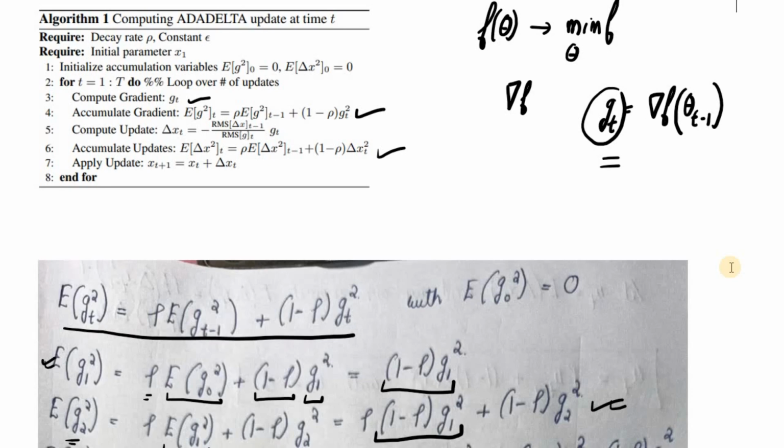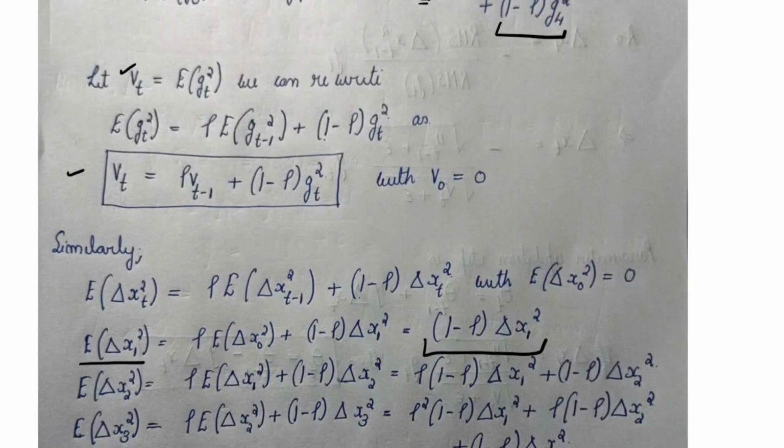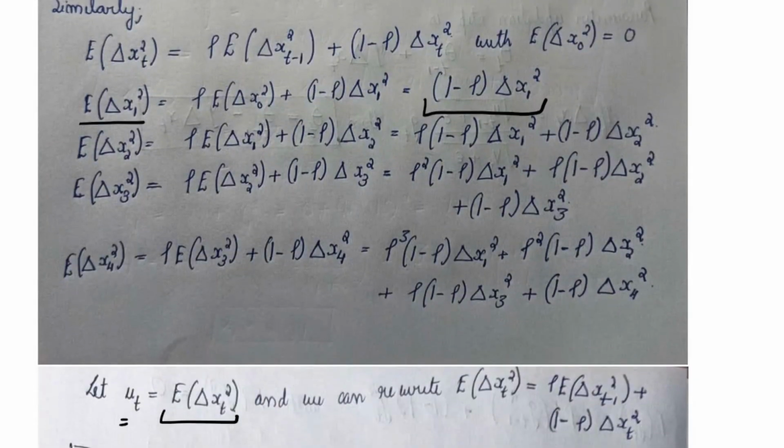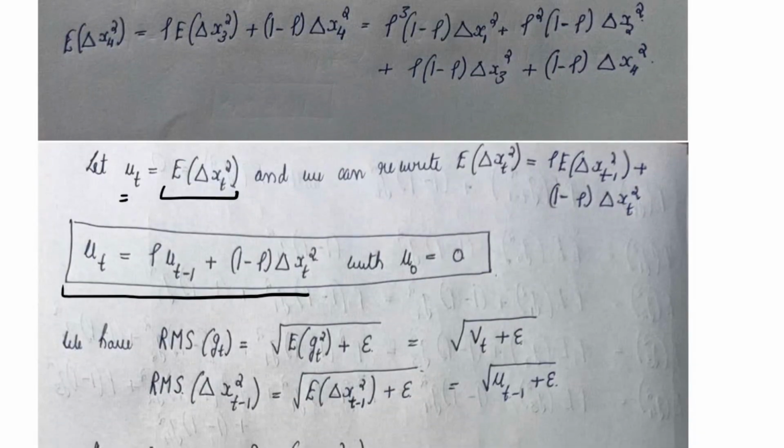So the two recurrence formula which we were using in step 4 and 6, we were able to expand it and find out the corresponding implementation in Pytorch as well. Now if I consider the fifth step, which I kind of skipped, and try to expand it, there is actually a definition of RMS which is mentioned in the paper, which is this. RMS of GT is square root of expected value of GT square plus epsilon. This is from the paper only. And RMS of delta XT minus 1 square is this.